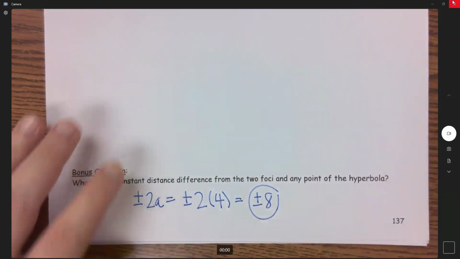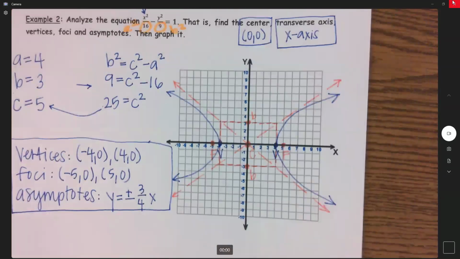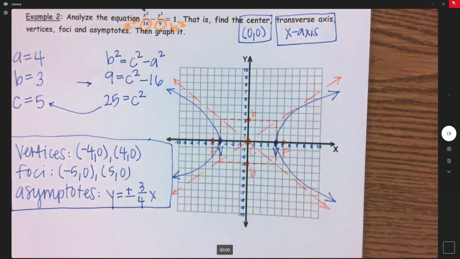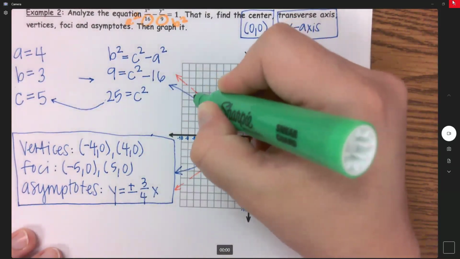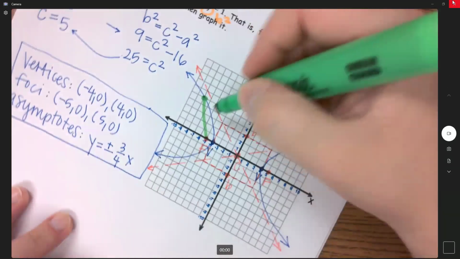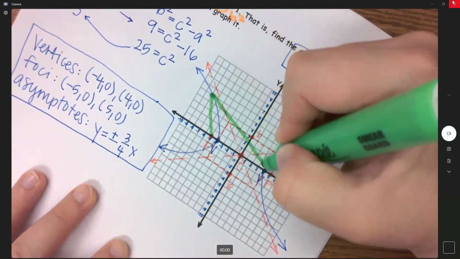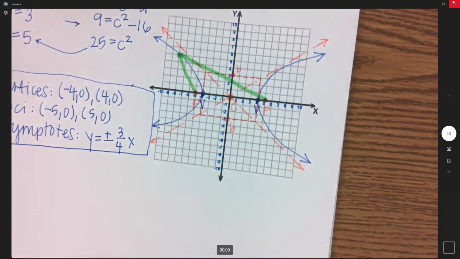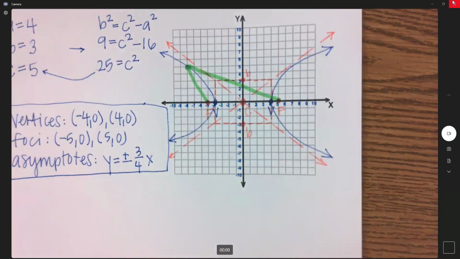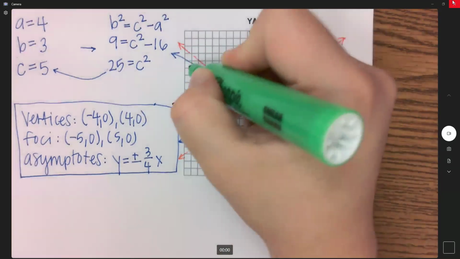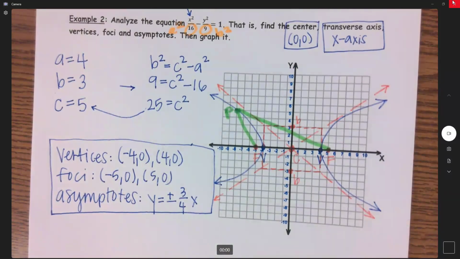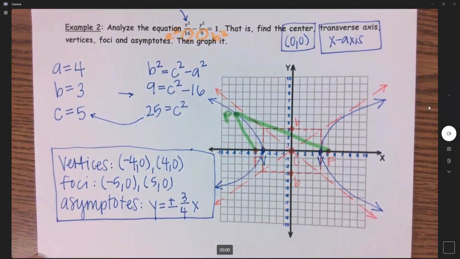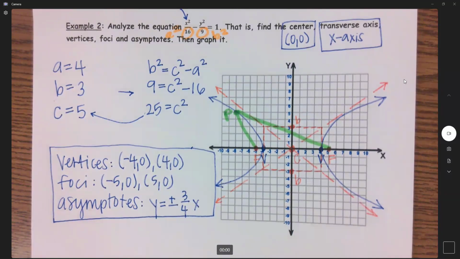So no matter where I put a point, and if I put a point here and subtract this distance from this distance, we get 8, or any point anywhere on this graph. So those foci, not important for graphing, but they do have a unique kind of characteristic about them.